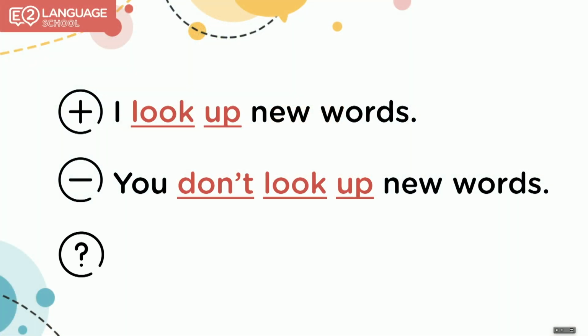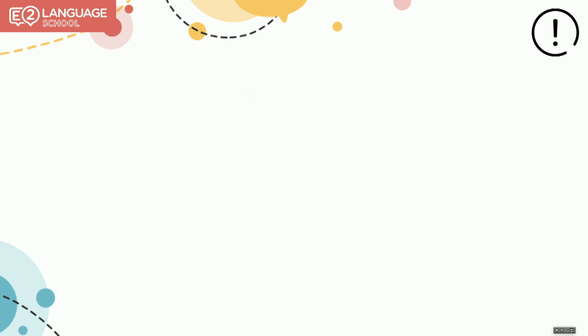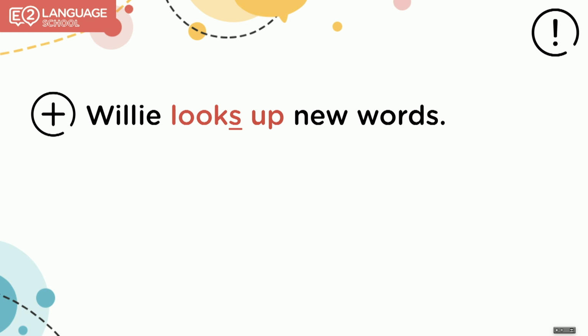Cool. So what about question forms? Well, do they look up new words? So you can see the phrasal verb look up functions just like a main verb. But you need to be careful because they follow the same rules as the other verbs. So for example, Willie looks up new words. You must add the S on the end of look for those present simple verbs, for example.